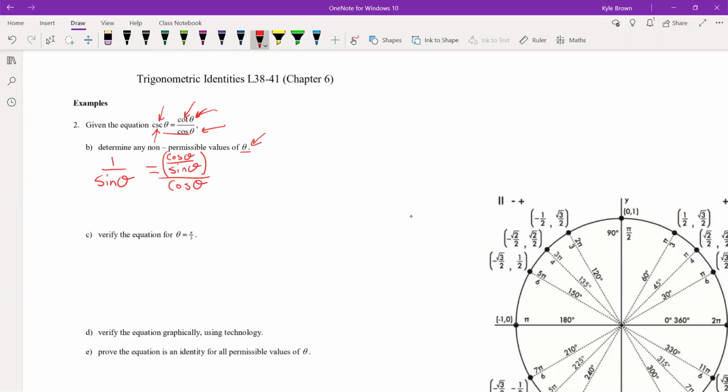Okay, so that looks a little bit confusing, but now all I'm doing for this part is asking, what are the non-permissible values of theta? So I look down here: sine theta is not allowed to be equal to 0, right? Because then I'd be dividing by 0. And so where does that happen? Sine theta is not allowed to equal 0. Where is sine theta equal to 0?